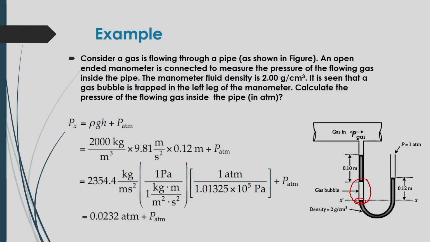So, we can say that in the right hand leg, the pressure at x will be Px. Px will be equal to rho g h plus atmospheric pressure, because this rise is given because of the total pressure in the left leg, and this pressure is coming because of the gas inside the pipe. So Px is equal to rho into g into h plus the atmospheric pressure. Rho is the density that is given to you, g is 9.81, and h is 0.12 meter, given to you, and then you have to add the atmospheric pressure. So, finally, you get 0.0232 atmosphere plus P atmosphere, that is atmospheric pressure.